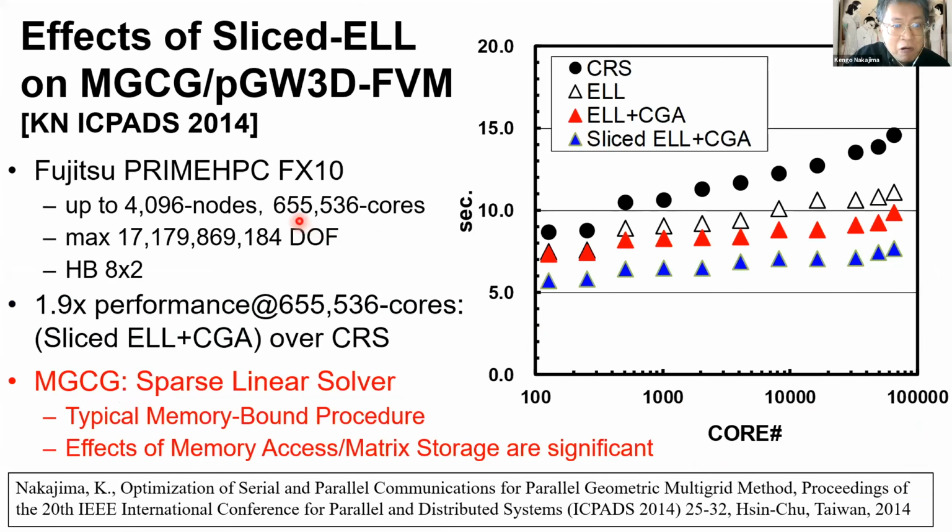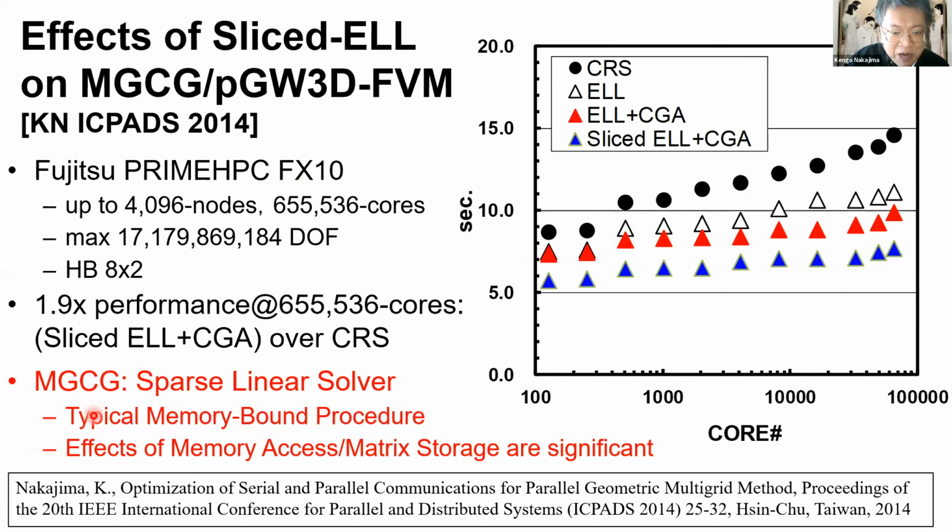This is my old result using Fujitsu's PRIMEHPC FX10, a commercial version of the K computer. It's a very old result, up to 4,000 nodes, 65,000 cores. This is the result with CRS in weak scaling, and this blue triangle is sliced ELL plus CGA. You can see we have almost twice the improvement of the performance. As I mentioned, MGCG is a sparse linear solver.